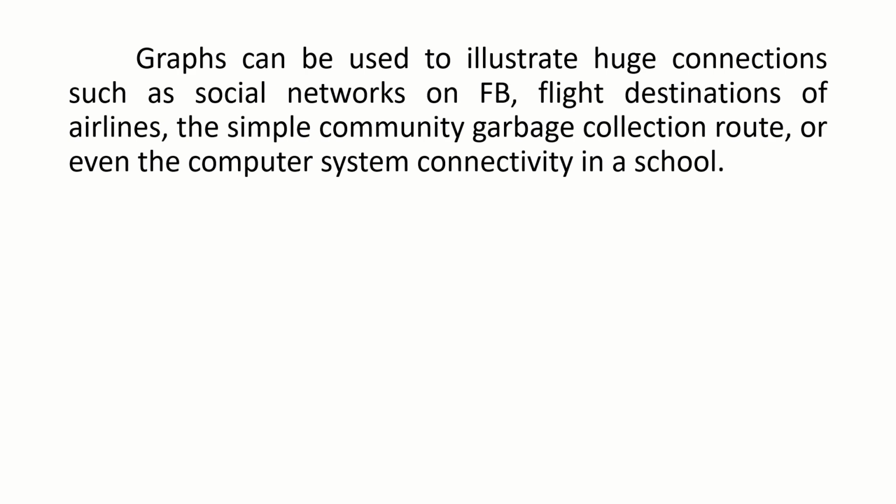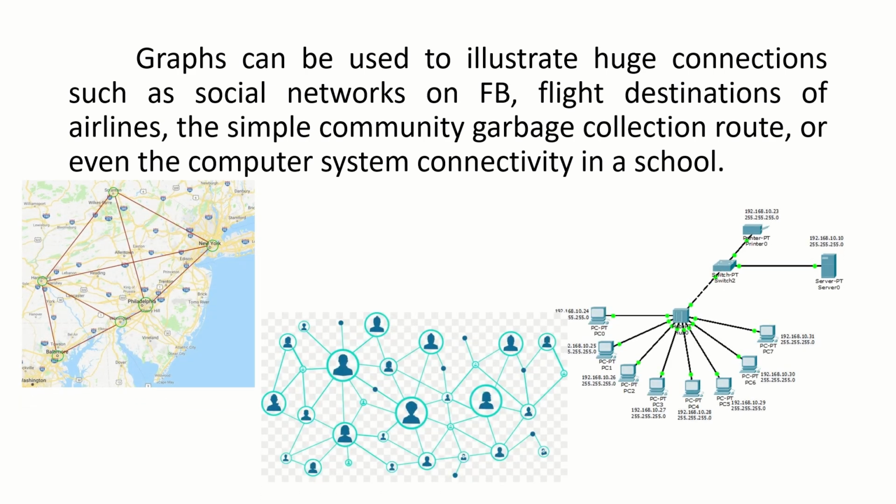Now, graphs can be used to illustrate huge connections such as social networks on FB, flight destinations of airlines, the simple community garbage collection route, or even the computer system connectivity in a school. So we can consider the cities of the flight destinations as our vertices, and their connections are of course the direct flights. For the social networks on FB, if you are friends, then we can create a line from you to your friends.